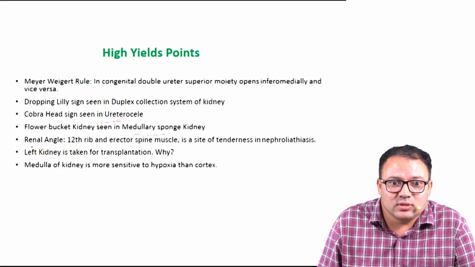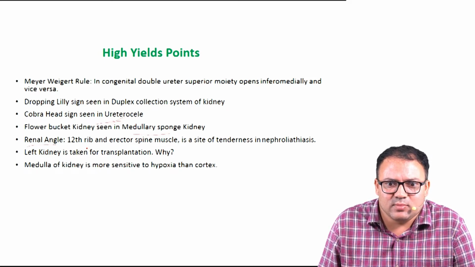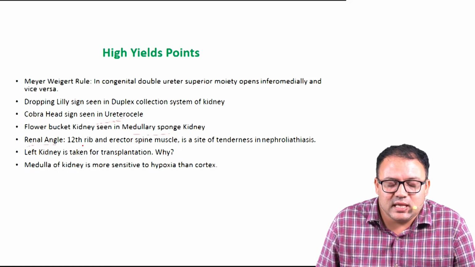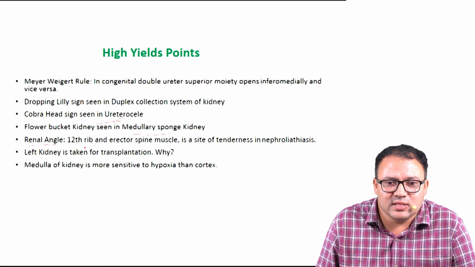Now you should know about the concept of the renal angle also. The renal angle is the angle between the 12th rib and erector spinae muscle. What happens is, if any person who comes to the OPD complains of back pain at the 12th rib and erector spinae, you suspect nephrolithiasis.